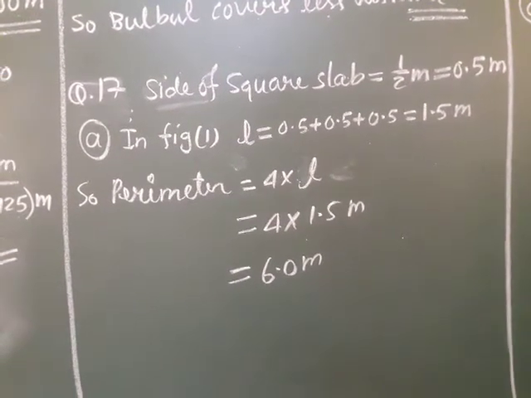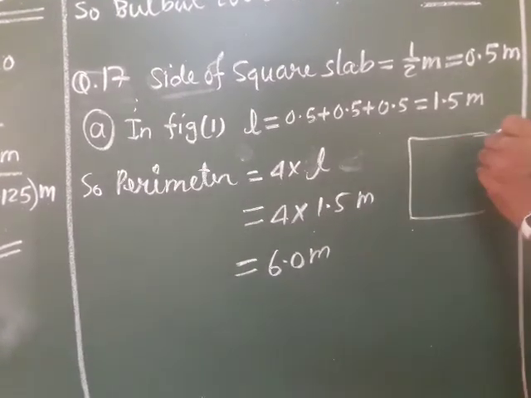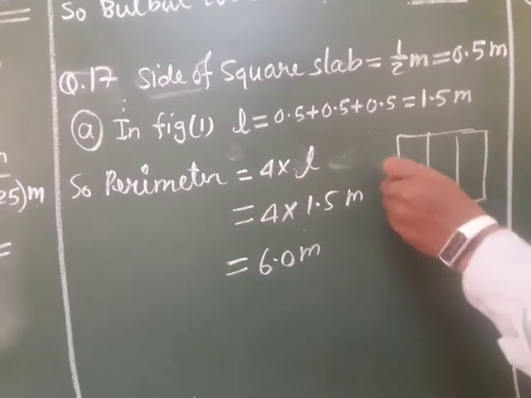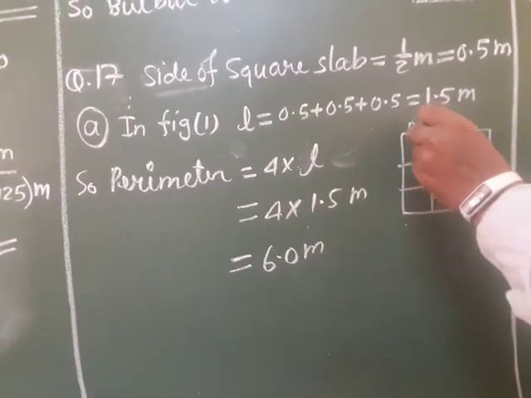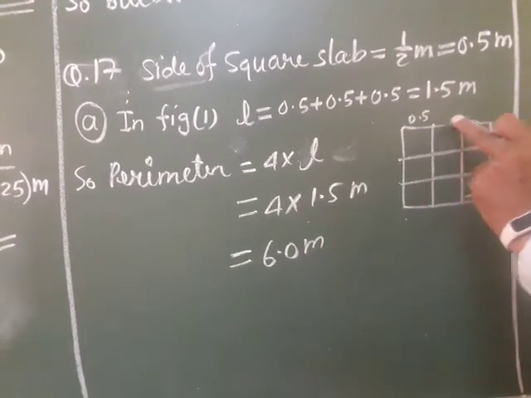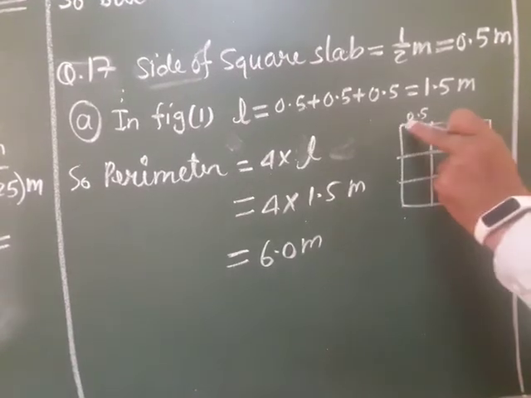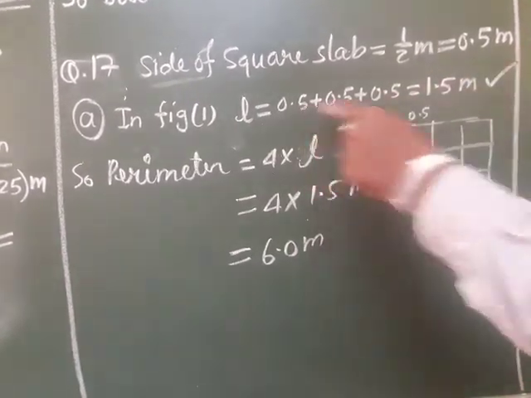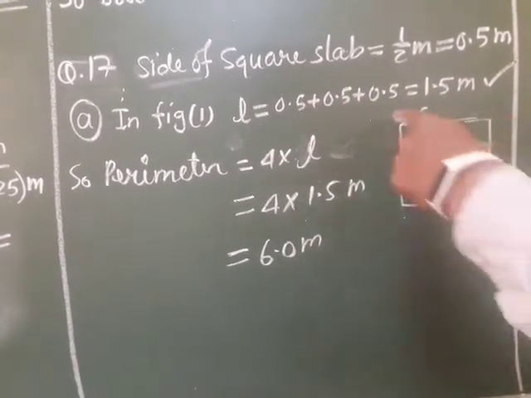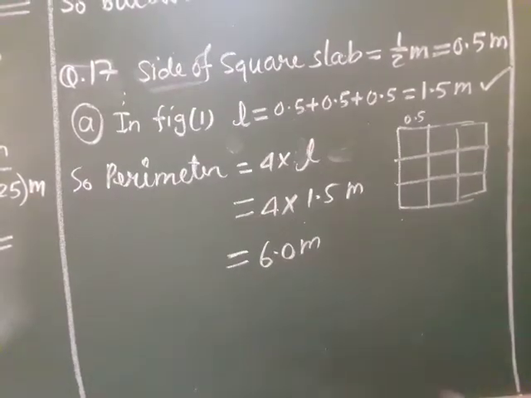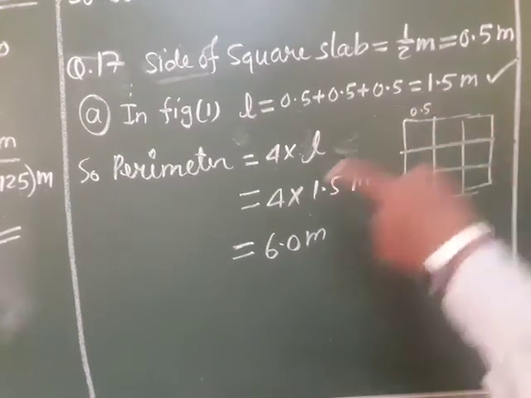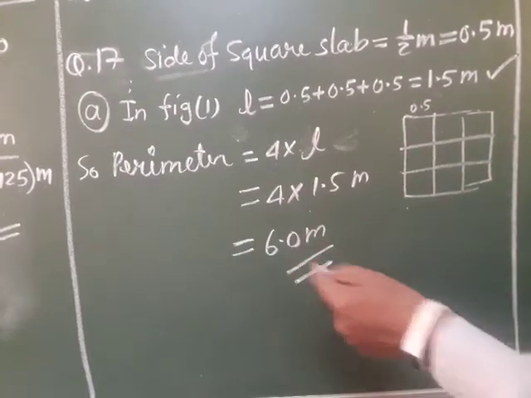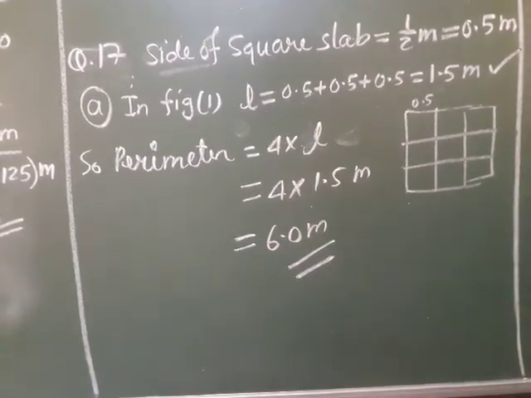So here in the first arrangement, the total of 9 slabs are used. As each side is 0.5, so 0.5, 0.5, 3 times, that means it will be 1.5 meter. The length will be 1.5 meter and it is a square shape, so the width will be the same. So here the perimeter will be 4 into side. The side is 1.5 meter, so the total perimeter will be 6.0 meter.